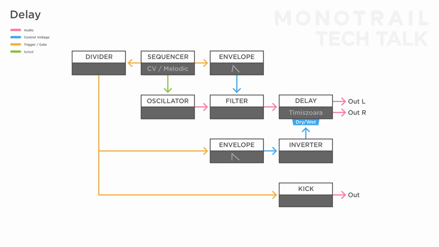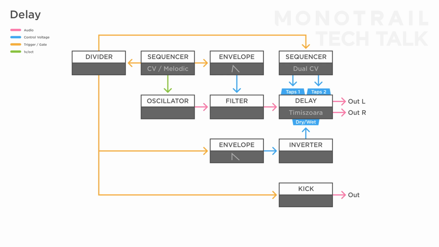Here, you see the same basic setup with a clock divider triggering a kick and envelope, creating sidechaining. This time, however, a division from the clock divider is used to clock a dual CV sequencer at a slower speed. The mono delay is replaced with a stereo multi-tap delay, and the two CV sequencers are used to create individual delayed time patterns for the left and right signal.